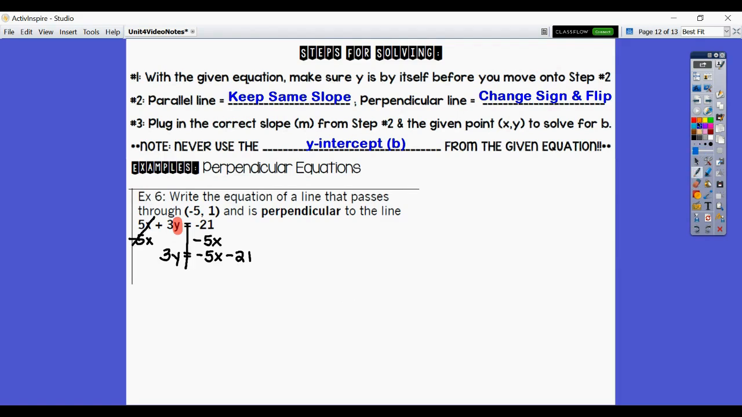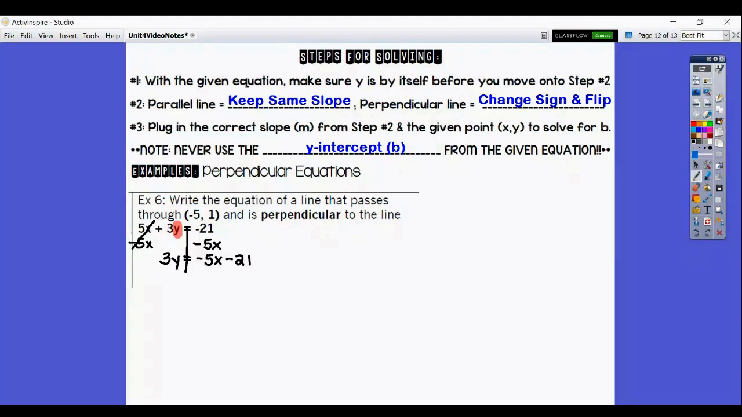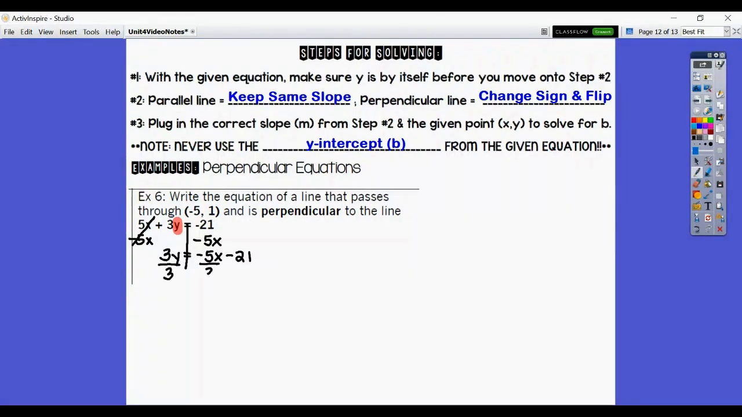From here again, we got to separate the 3 and y. That's going to be with division. When I divide by 3, I have to do it to every single term. 3 divided by 3 is just 1y. -5 divided by 3 is a decimal, so leave it as a fraction. And then -21 divided by 3 is a -7. Now that y is all by itself, I can then move on to step number 2. Because in this question it's asking for a perpendicular line, I have to go ahead and change the sign and flip the fraction.